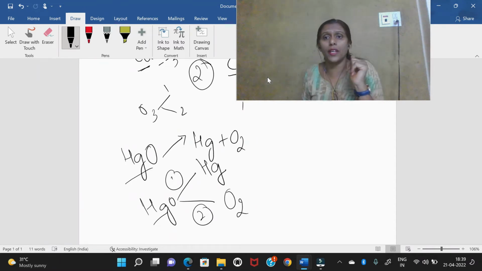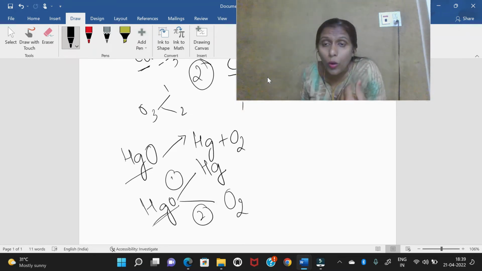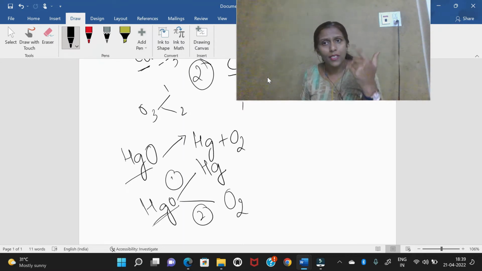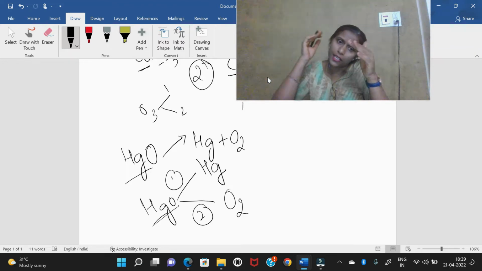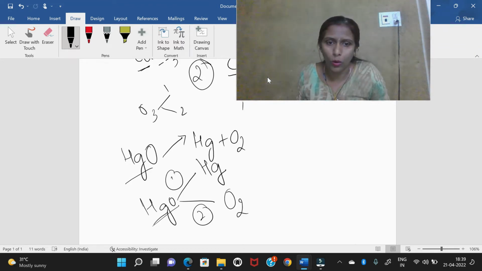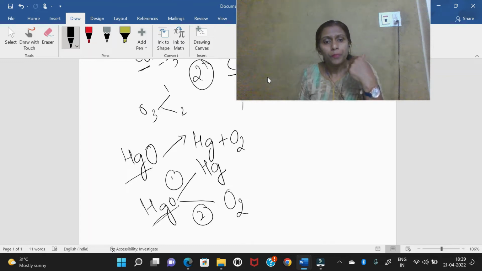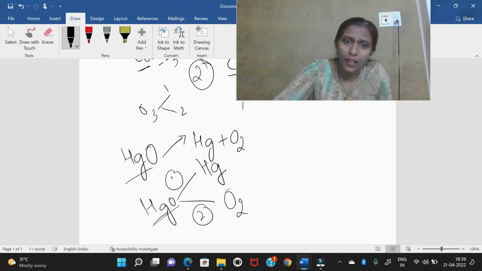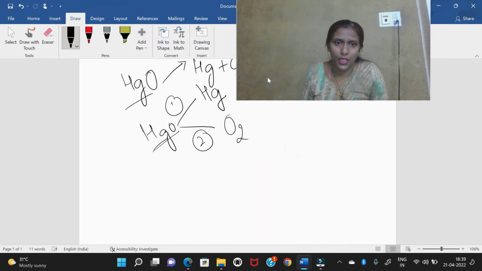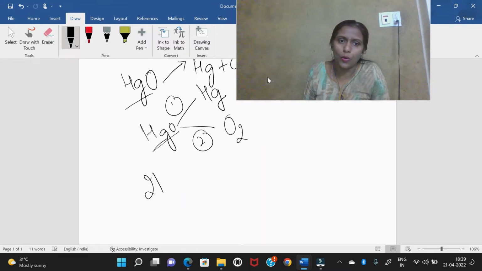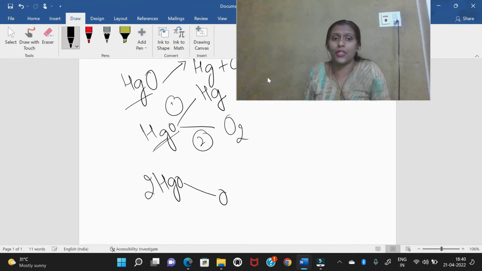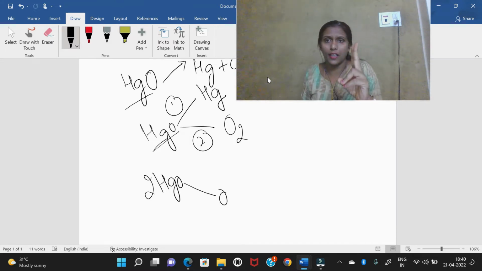So now what should I do? See, there is one full bag which came. Now if I want only 1 kg extra oxygen, I can't get it, because every time the government supplies it in that big bag which contains both Hg and O. So what happens is, now instead of one bag, the government supplies me 2 bags. So it becomes 2 HgO.